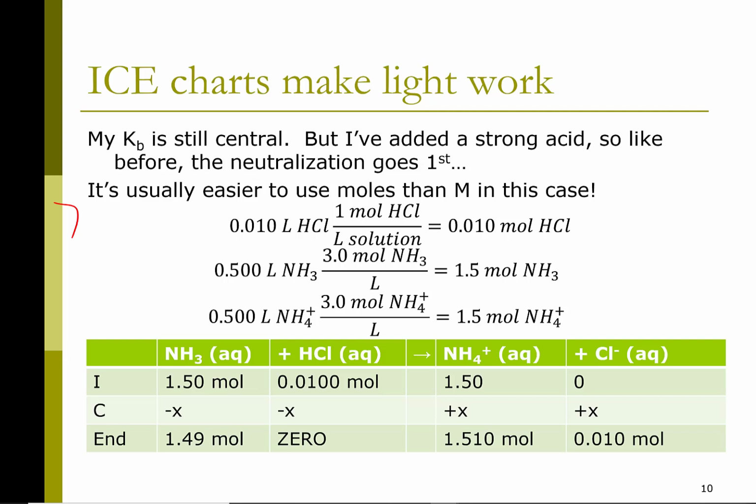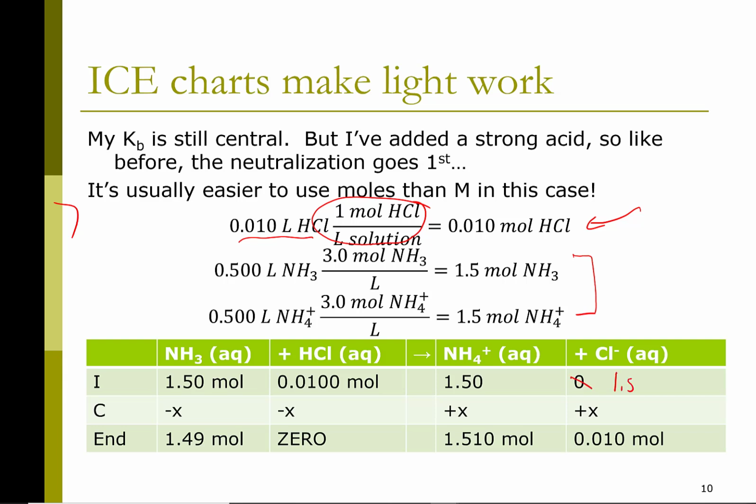And so I added 10 milliliters or 0.01 liters of an HCl solution that was 1 molar. So I added 0.01 moles of HCl. And similarly, I had 0.5 liters, 500 milliliters of a 3 molar ammonia solution, and 0.5 liters of a 3 molar ammonium solution. So that's 1.5 moles of each of those.